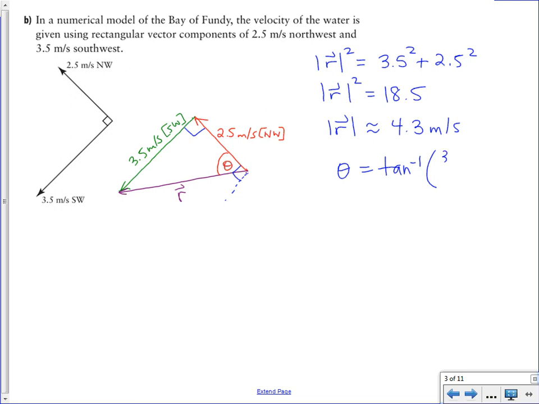3.5 over adjacent 2.5. So tan inverse, open bracket, 3.5 divided by 2.5. I'm getting approximately 54. I almost want to go 54.5 degrees because it's almost halfway through that degree, but I'll stick with my rule of 1 degree, the nearest degree. It's 54.46. I might be tempted to just go 54.5 there, but no, I'm going to go 54.